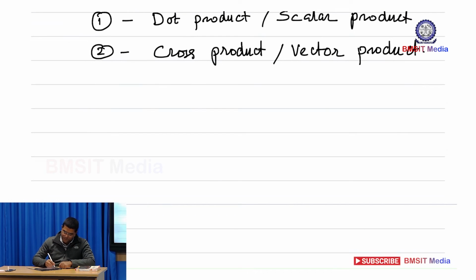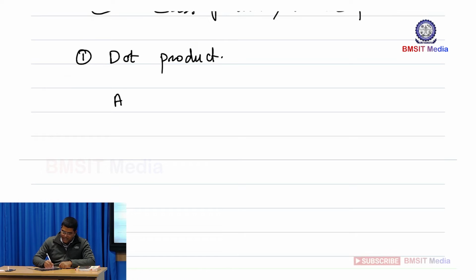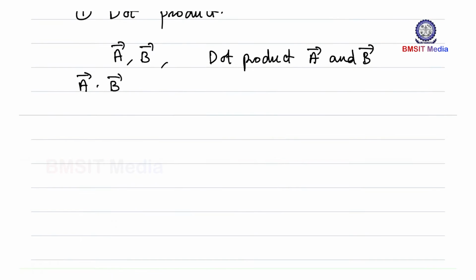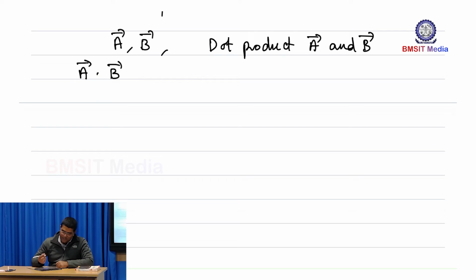When it comes to the dot product or scalar product, if we consider two vectors A and B, the dot product of the two vectors can be represented using A dot B. Basically, the dot product is to find the projection of a vector on another vector.